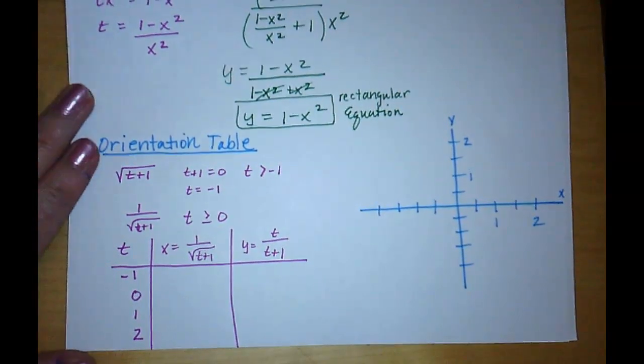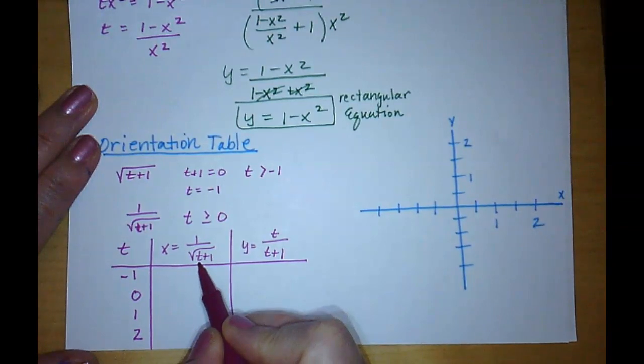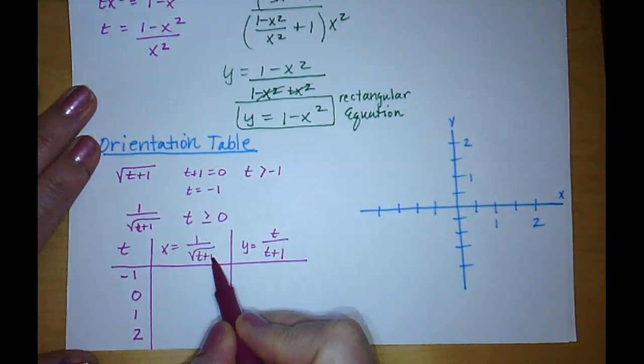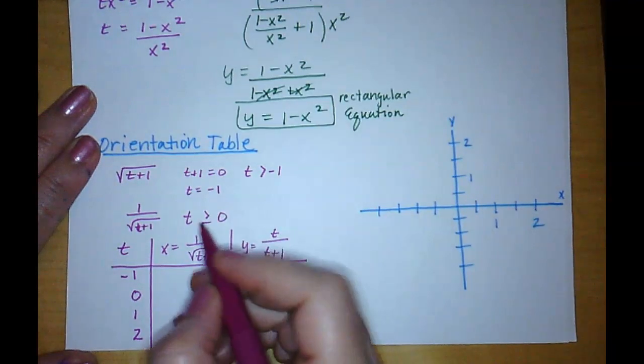Alright, so what happens here? If I plug in a negative 1 here, I get negative 1 plus 1 is 0. Uh-oh, can't take the square root of that, so it's undefined.